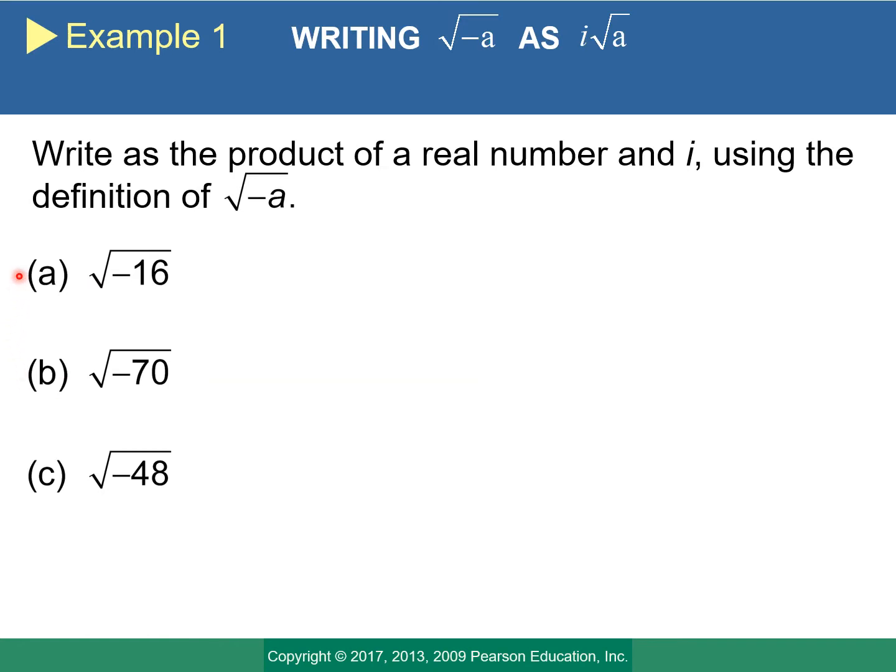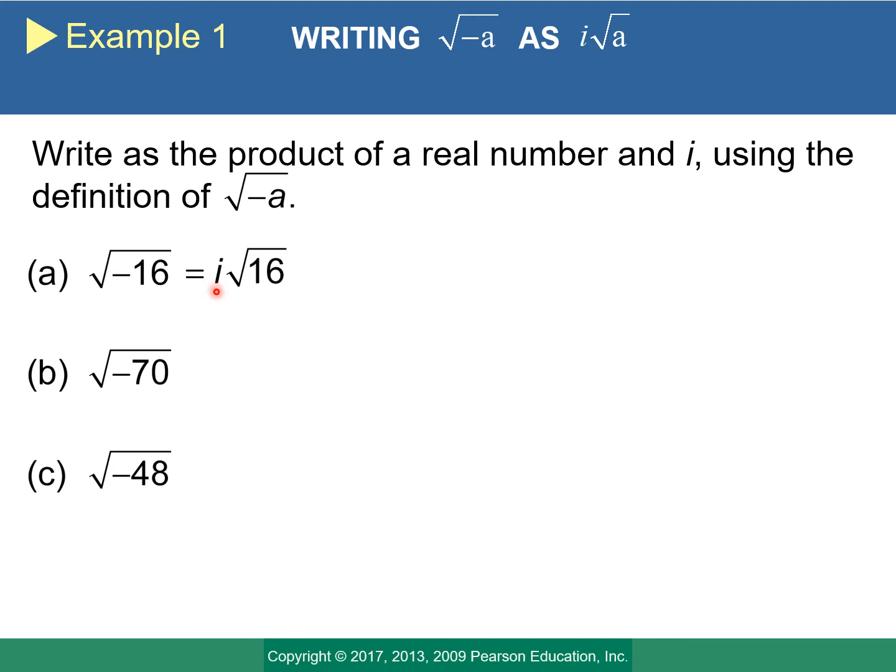So let's try this out. Write the following as a product of a real number and i, using the definition we just talked about. So looking at letter A, up until now, you probably saw something like this and would say, well, that's not possible, that's not real. Well, that's true, it's not real, but we can still find it. And so for the square root of -16, you're going to break apart the negative sign and call that -1 inside the square root. So square root of -1 times 16, and then the square root of -1 part comes out and you call it i.